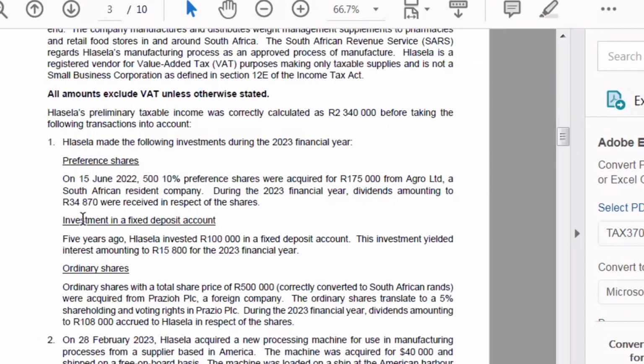Right. And then investment in fixed deposits account. 5 years ago, Hlasela invested 100,000 in a fixed deposit account. This investment yielded interest amounting to 15,800 for the 2023 financial year. So the interest is taxable. It is income. Okay. The interest is taxable. It is income. All right. No rules here. So it is like that.